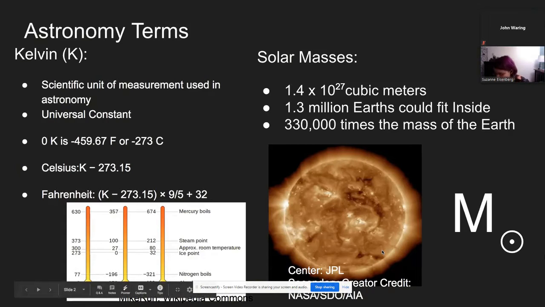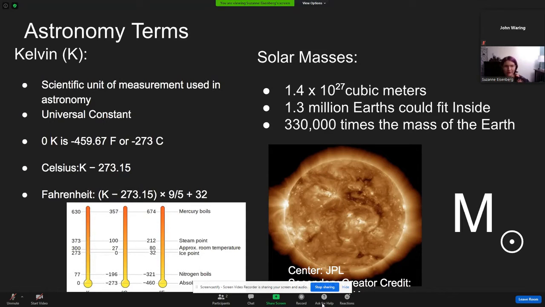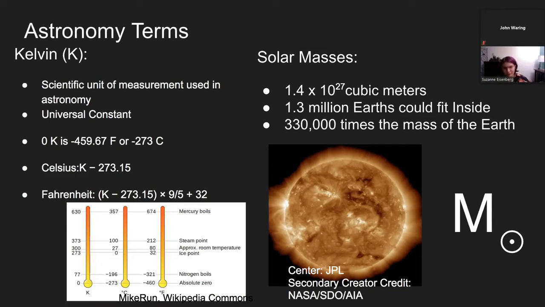So before we start off, here are some terms that might be useful for measuring things in astronomy. If you want, you can also use the astronomy terms handout. The first one is Kelvin, a scientific unit of measurement, specifically temperature, that's used in astronomy. It's used because it's considered a universal constant, and 0 Kelvin translates to about negative 459.67 Fahrenheit or negative 273 Celsius. And here are the precise formulas if you want to use them.